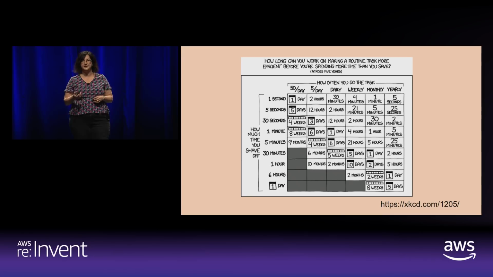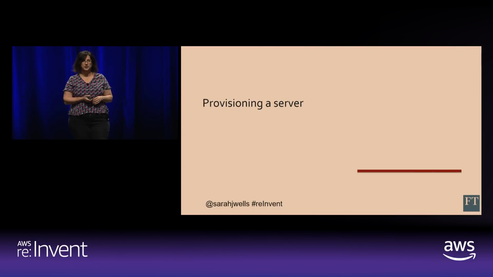So as usual, XKCD nails this. Basically, if you're a monolith, you're somewhere up at the top right corner. So you can afford to do a manual process because you're probably only doing it a couple of times. But with microservices, you're doing things multiple times a day. That means you need to automate, because otherwise you're taking too long to do things manually. And the first example for us was about provisioning a server.